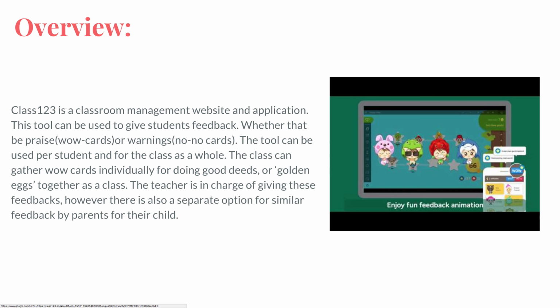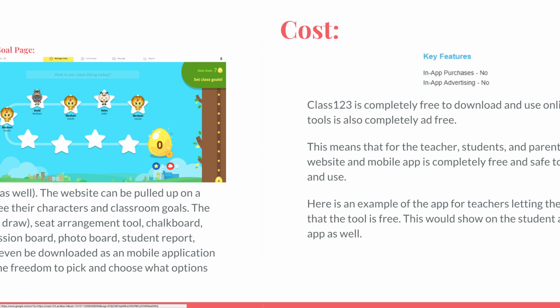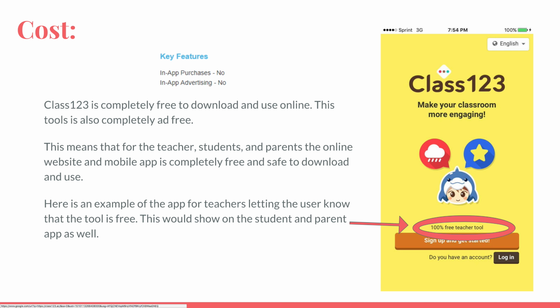I just want to go through the cost real quick. As you can see, the cost for usage of Class 123 is completely free to download and to use online, and it's completely ad-free. So I went ahead and inserted an image of what the teacher app looks like, and as you can see, it also tells you that it is 100% free. It'll state this on the parent and teacher one as well. And it's also really nice that it's completely ad-free, so that means that there's no chance that your student is going to be seeing things that they shouldn't be seeing.